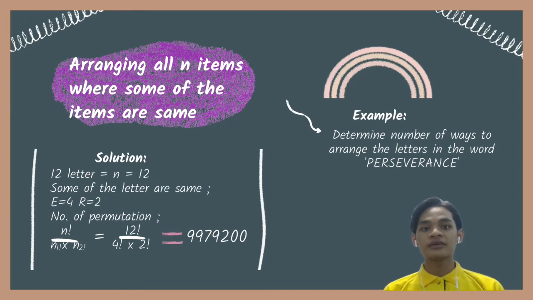So the counts of E and R will be n1 and n2, and the number of permutations is given as n factorial divided by n1 factorial times n2 factorial. So the number of permutations will be 12 factorial divided by 4 factorial times 2 factorial, and we will get 9,979,200 ways to arrange the letters.